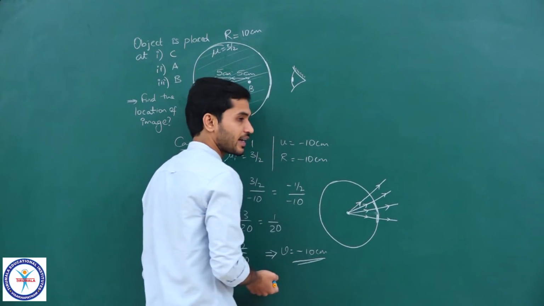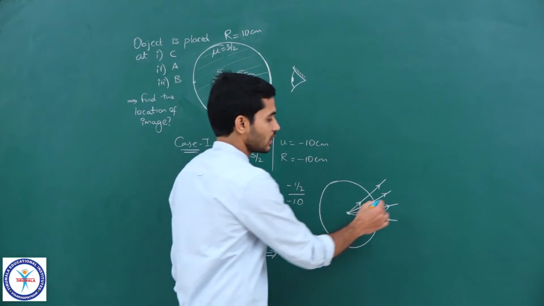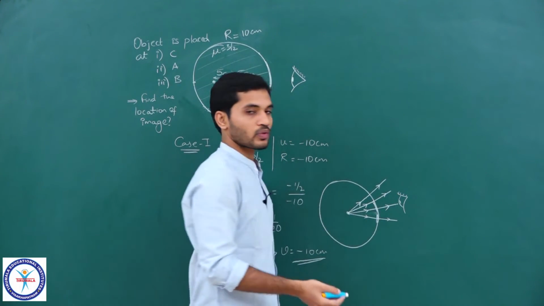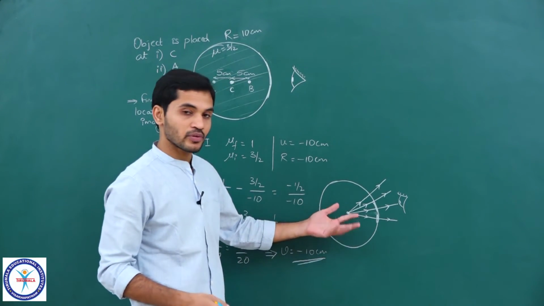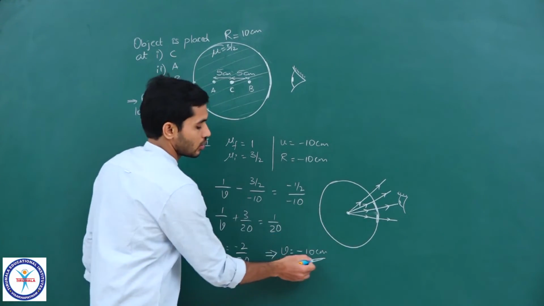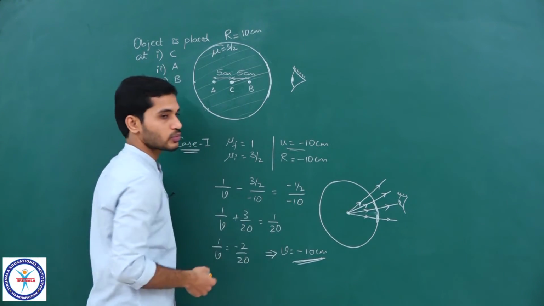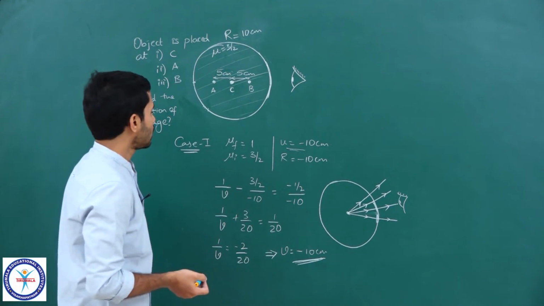So, each and every light ray will pass through undeviated. A person who is viewing from here will see that the light rays are actually coming from the same point. So, that is why we got object distance and image distance to be the same, right.